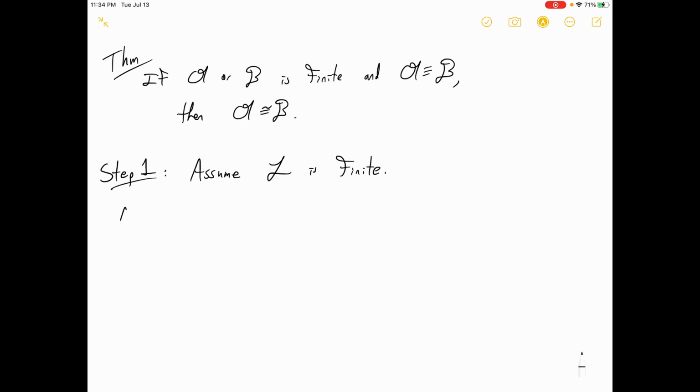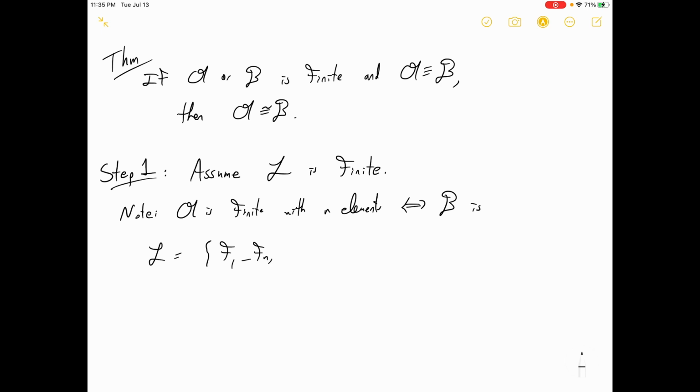So first off, note that A is finite with n elements if and only if B is, right? So we can assume they're both finite with n elements. So if L, let's say it has f1 through fn function symbols, it has r1 through rm relation symbols of whatever arity, and c1 through ck constant symbols.